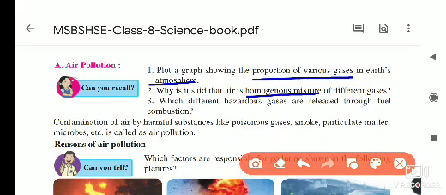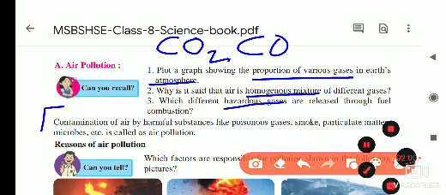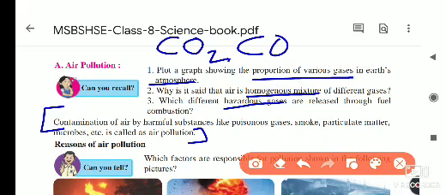Which different hazardous gases are released through fuel combustion? After combustion of the fuel, carbon dioxide and carbon monoxide get emitted into the air. Now, contamination of the air by harmful substances like poisonous gases, smoke, particulate matter, microbes, etc. is called air pollution. So this is the definition of air pollution.